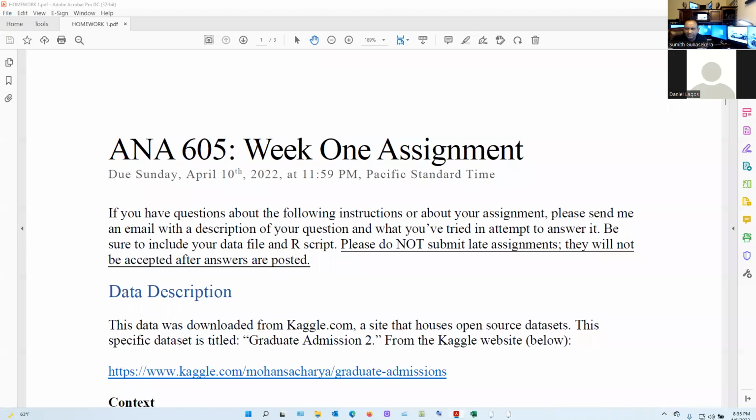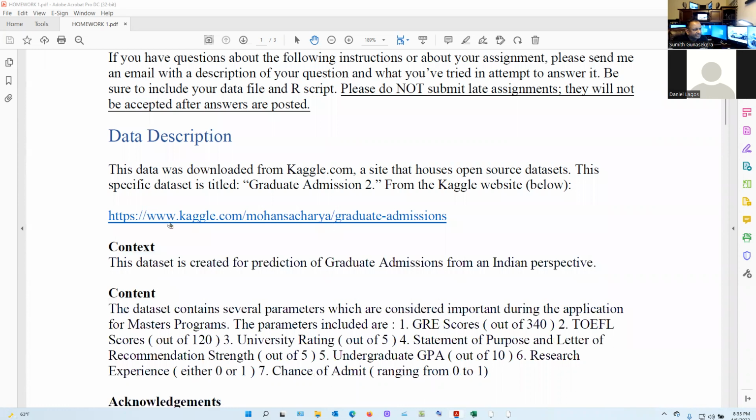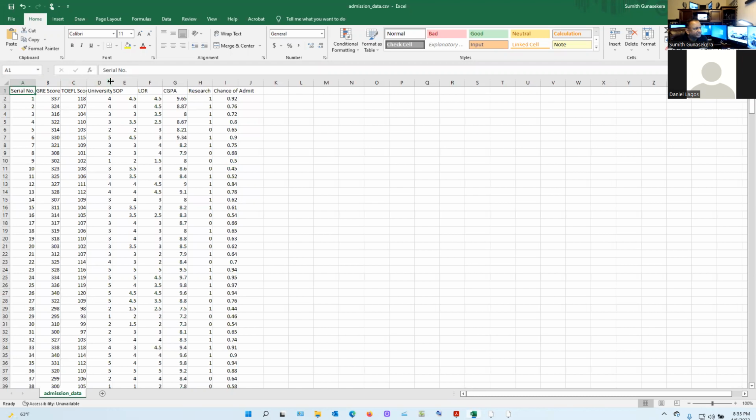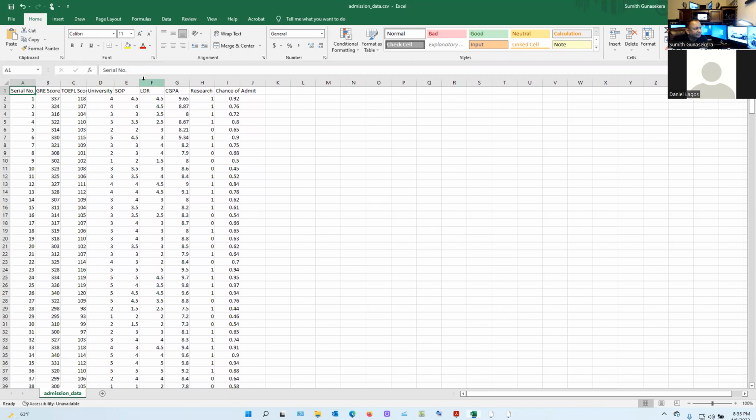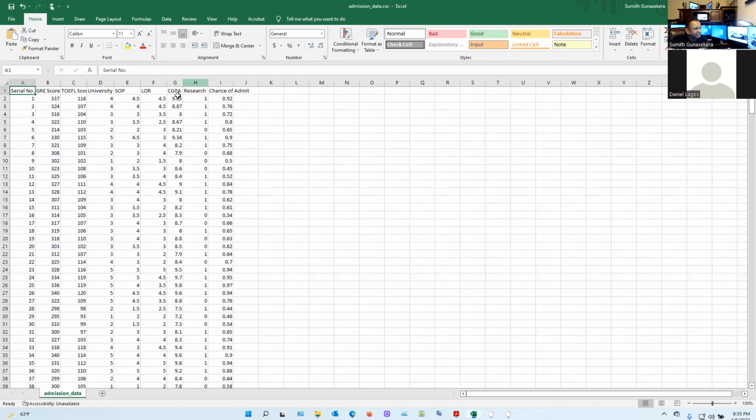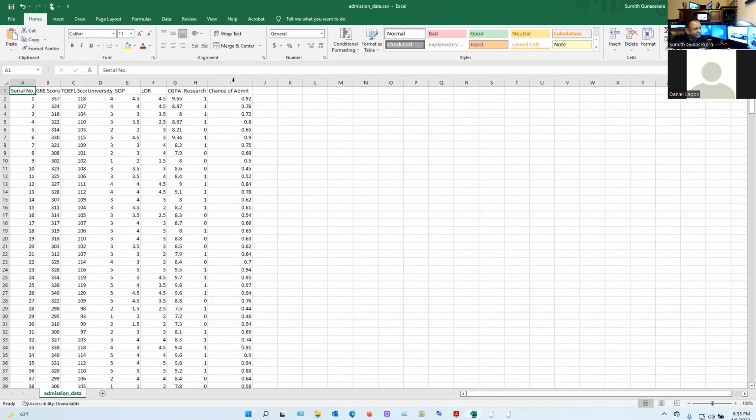Okay, so look at this data set. The data set has been taken from Kaggle. It's called the graduate admission data. See, GRE score, TOEFL score, university rating, statement of purpose, letter of recommendation, cumulative GPA, research, whether you have research or not, and chance of admit.